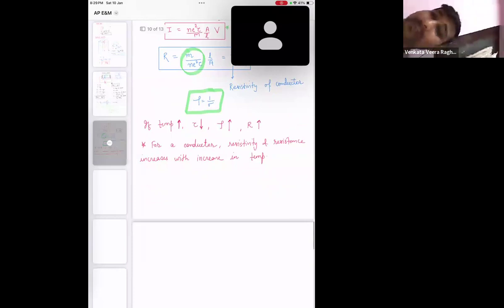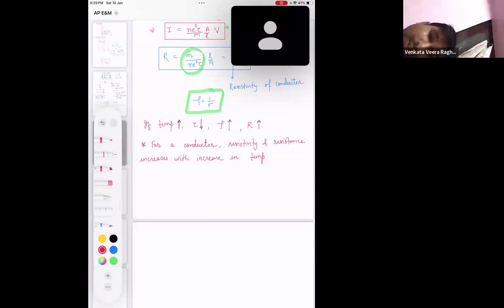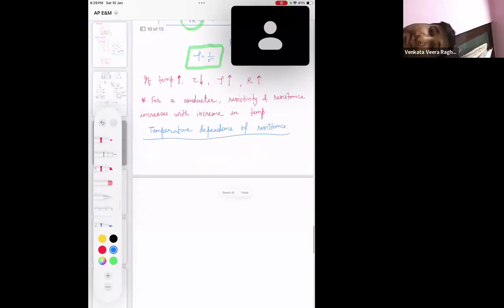Is that clear? Sometimes they will ask you mathematically what is the relation between resistance and temperature, how resistance or resistivity changes with temperature. So, the temperature dependence of resistance. It means that with an increase in temperature, what happens to the resistance?